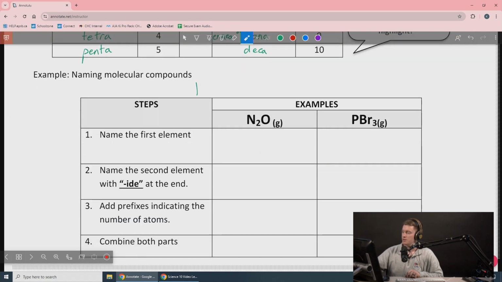Here are the steps for naming molecular compounds. First, you're going to name the first element. So the first element in this molecular compound is nitrogen. The first element in this molecular compound is phosphorus.